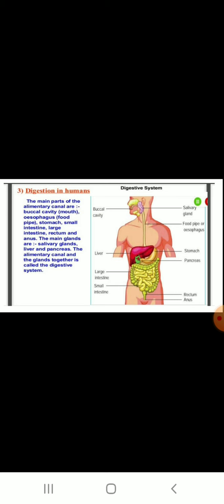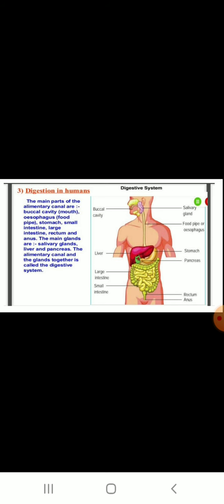Okay, from the stomach, further you can see an ice cream like structure called the liver, and below that you can see a green colored part, that is the pancreas. So these are the two important organs. Further, this will be connected to the large intestine and small intestine. Okay, at the end you can see the rectum and anus.